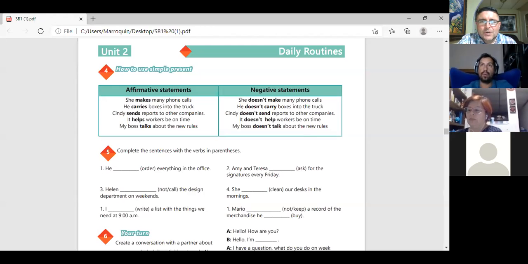How do you say rasurarse in English? Shave. I don't remember if I wrote it. No recuerdo si lo escribí. Did I? Yes. Okay. How do you say él no se rasura?